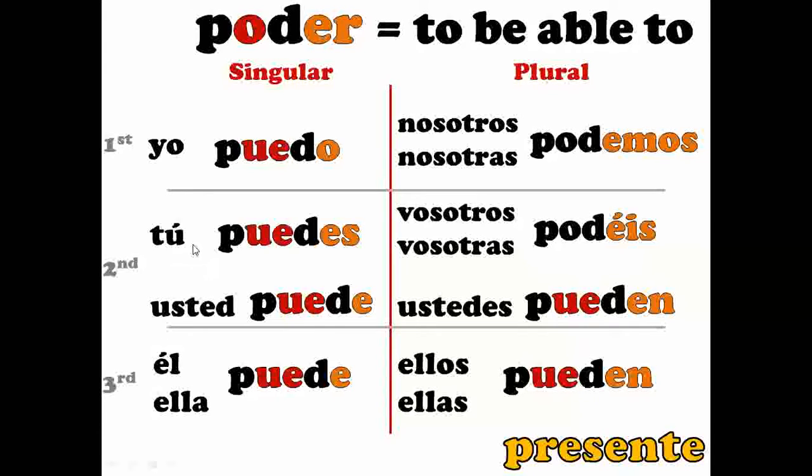And I would say, sí, puedes. Puedes ir al baño. You can go to the bathroom. Puedes. Puede. You, sir. Usted puede. Él puede. Ella puede. But nosotras, nosotros podemos. Right? If you're in Spain, vosotros, vosotras, podéis. Ustedes pueden. Ellos, ellas pueden.